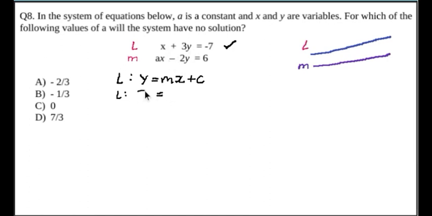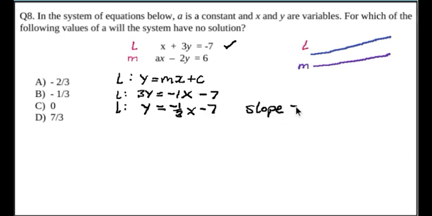I'm going to leave the 3y over here, and I will bring over my x. So when you bring over the x, you'll get negative 1x. You get minus 7 is already on the right hand side. And then we're going to divide across by the 3, so we'll get it into this format here. Y is equal to mx plus c. Minus 1 over 3x minus 7. So the slope of L is equal to the coefficient of the x, which is minus 1 over 3.